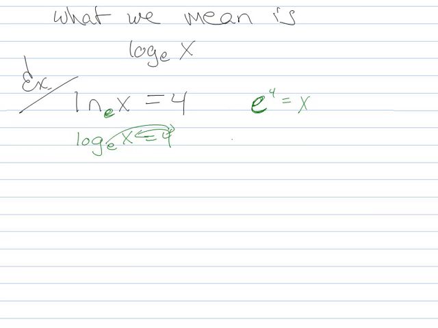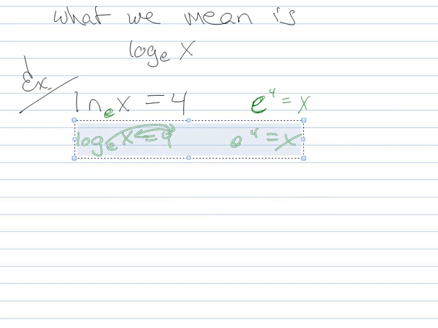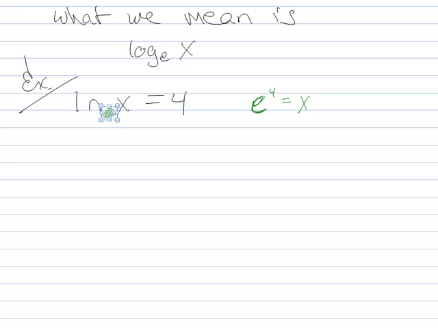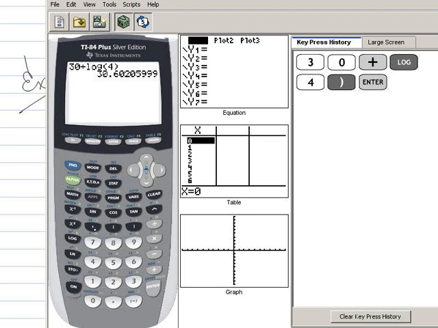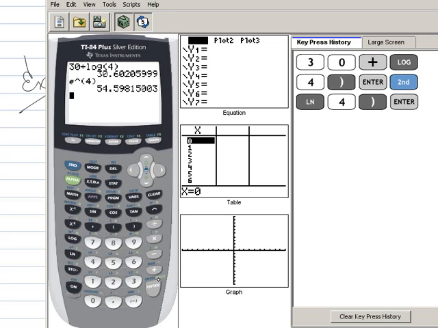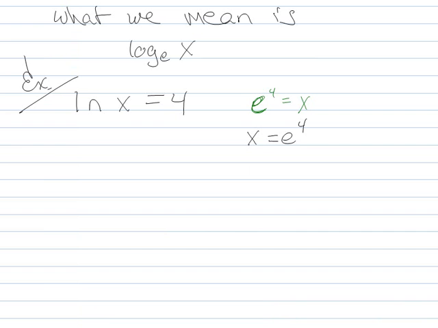E to the 4 is x. However you can get it to work for you, one way or the other, it doesn't really matter, as long as you can get a good answer out of it. So e to the 4 is x. So now you can use your e to the 4 button. E to the 4 is 54.598. So you can work all kinds of problems.